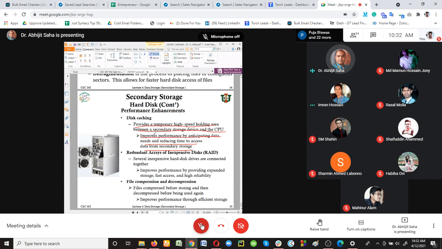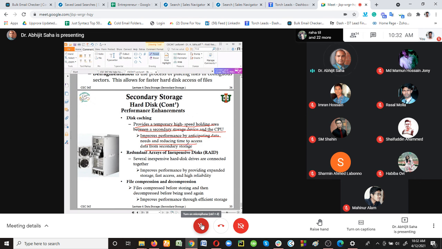Similar to the cache memory that we have discussed. Okay, so is it clear? Yes, sir. Okay, so it has been said that if you're using disk caching on the hard disk drive, it is about 35%. Overall performance can be improved, 35% faster. You will be able to access the data.